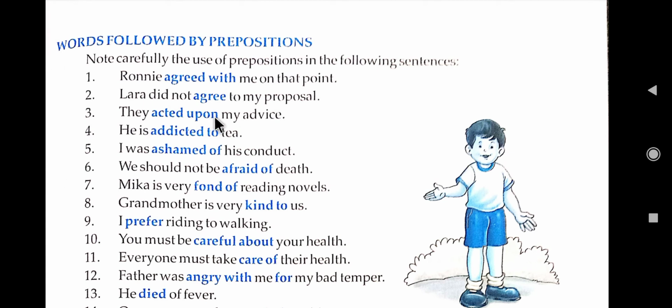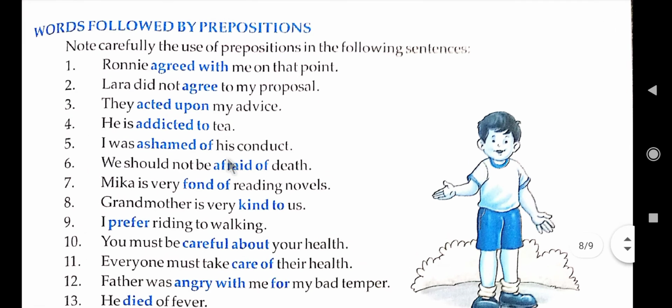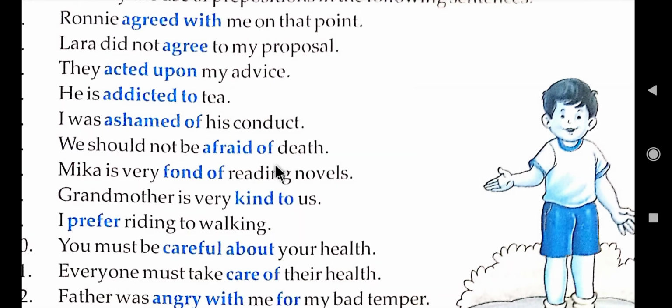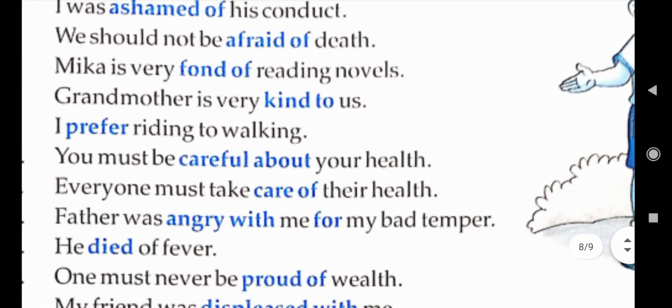They acted upon my advice. He is addicted to tea. I was ashamed of his conduct. We should not be afraid of death. Mika is very fond of reading novels. Grandmother is very kind to us. I prefer riding to walking. So it means with prefer you always use to, with kind you always use the preposition to, with fond you always use the preposition of. You must be careful about your health.